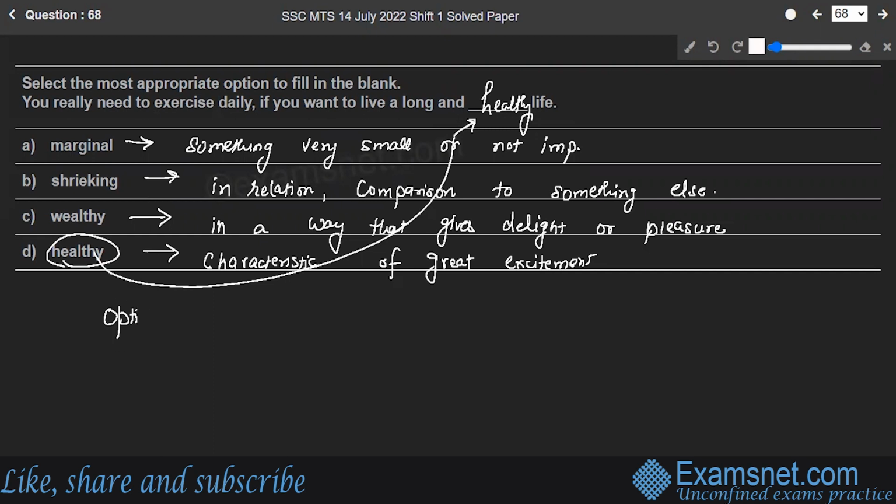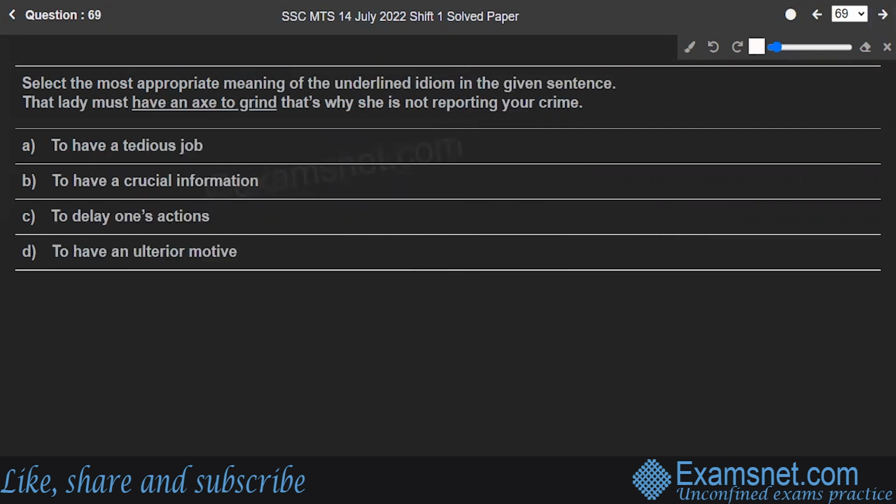Option D is the correct answer to the question. Hope you are clear with this. Next is question number 69. Select the most appropriate meaning of the underlined idiom in the given sentence. So this is the idiom in the sentence. Let's read the whole sentence first. That lady must have an axe to grind. That's why she is not reporting your crime.